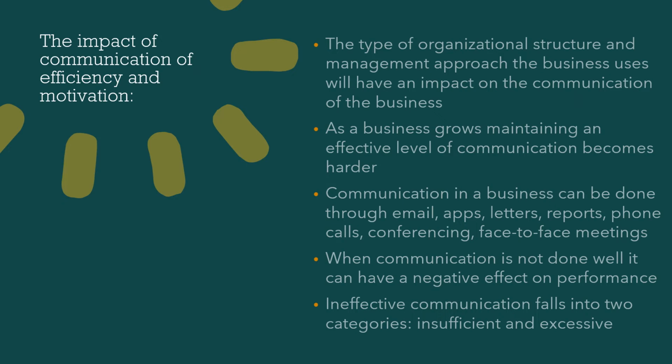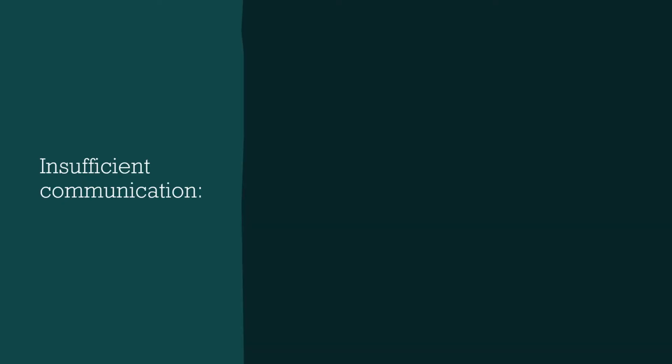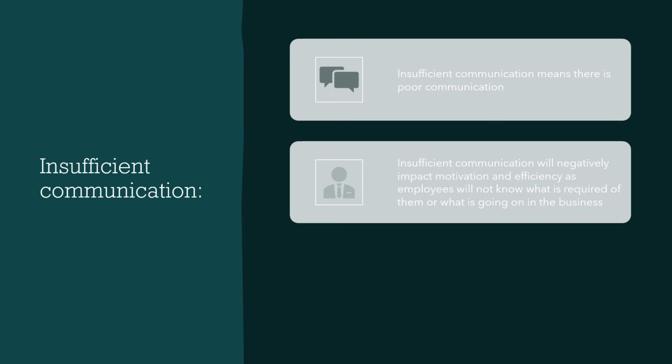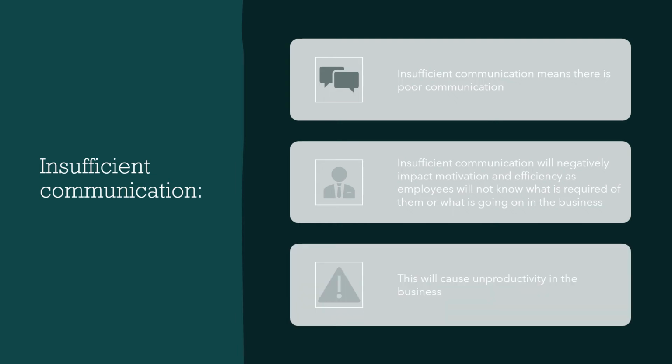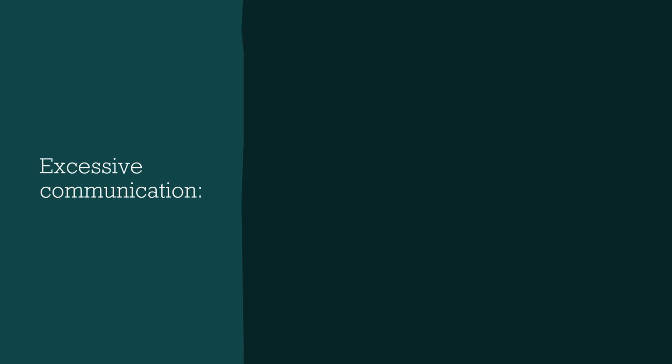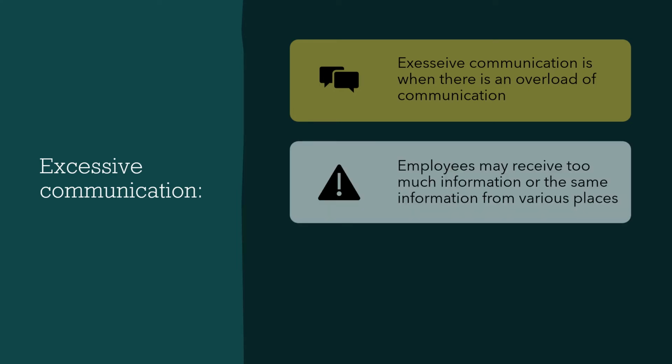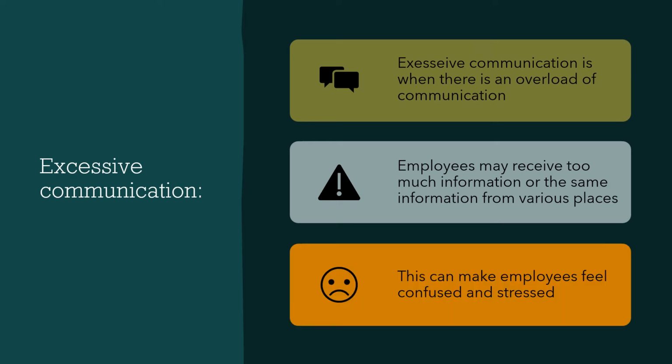Ineffective communication falls into two categories: insufficient and excessive. Insufficient communication means that there is poor communication, and it will negatively impact motivation and efficiency, as employees will not know what is required of them or what is going on in the business, and it will cause unproductivity in the business. Excessive communication is where there is an overload of communication. So employees may receive too much information or the same information again and again. And that can make the employees feel confused and stressed.